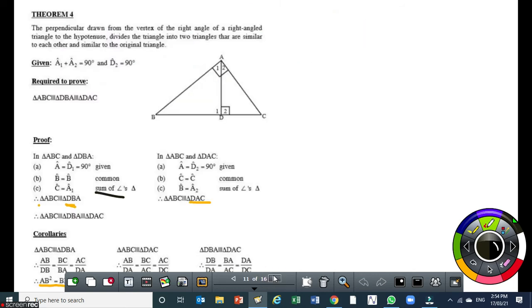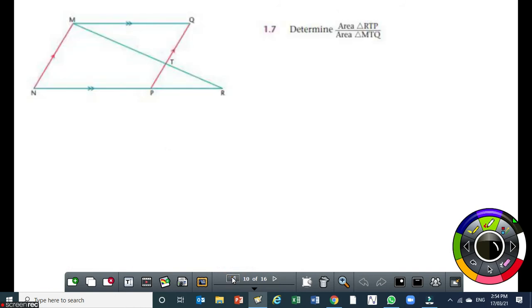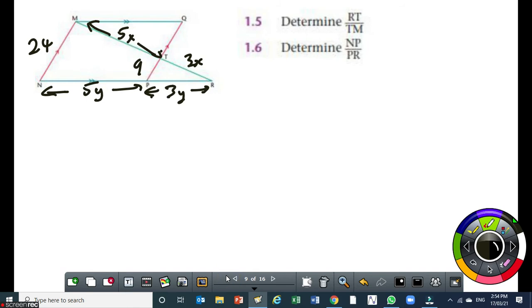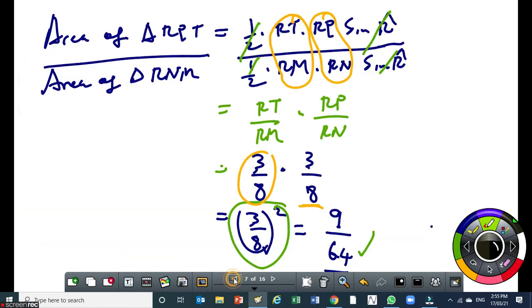Alright? Then let's answer that question 1.5. It's RT over TM. So where is RT? RT is from here to there, and TM, that's T to M. Right? Now, you can see that it's very straightforward. But now we have to give a reason as to why we say RT over TM is equal to 3 over 5. Now, where does that come from? Well, it comes from here. Because I got here RT over RM is 3 over 8.